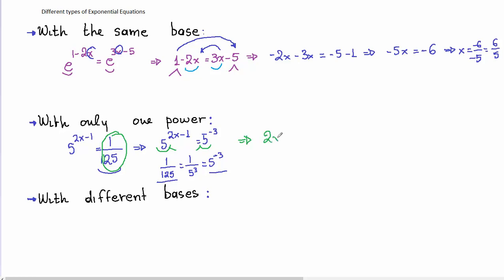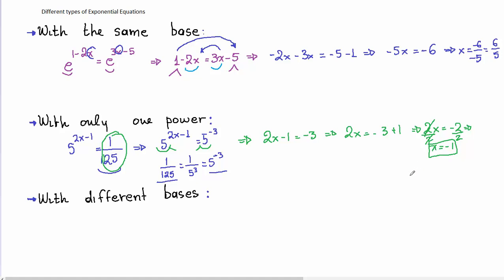And I have 2x minus 1 equals negative 3. And this tells me that 2x is equal to negative 3 plus 1. And this means that 2x is equal to negative 2. So x is equal to negative 1. How do I do that? I divide both sides by 2, and I simplify the 2 with the 2. And what I have is x equals negative 1. And that's my solution.